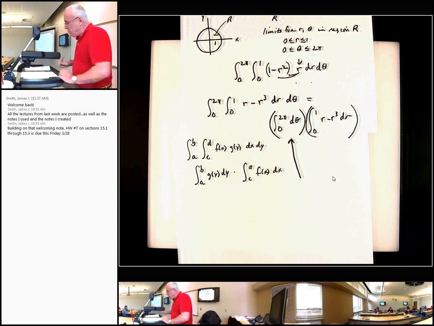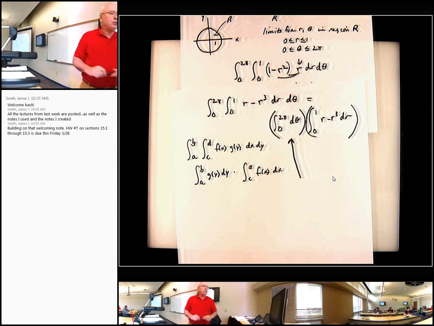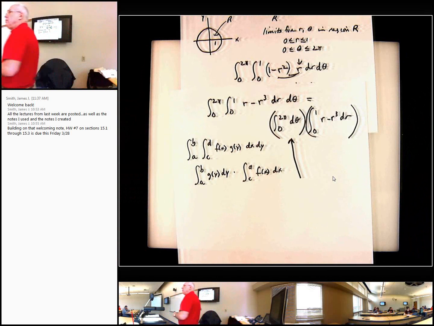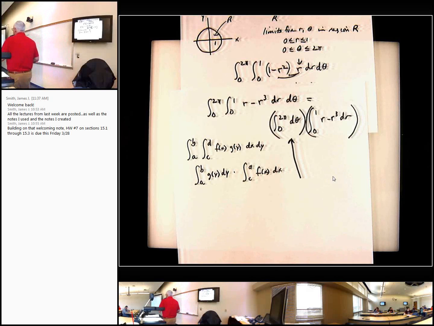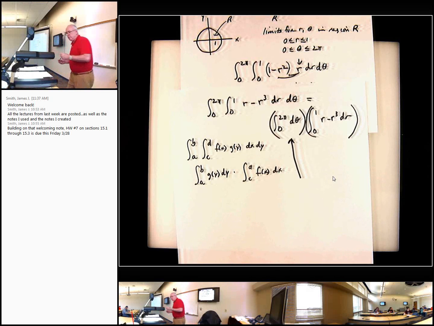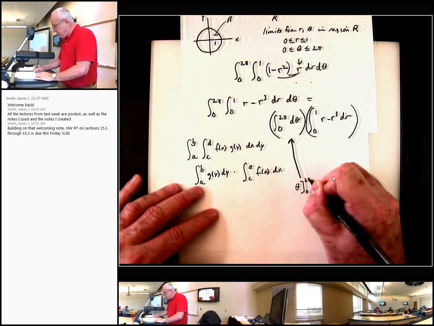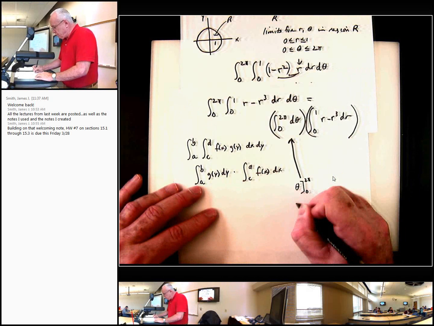What's the value of the one on the left, 0 to 2 pi d theta? Yeah, it's just 2 pi. The antiderivative is just theta, evaluated from 0 to 2 pi, which of course is just 2 pi.